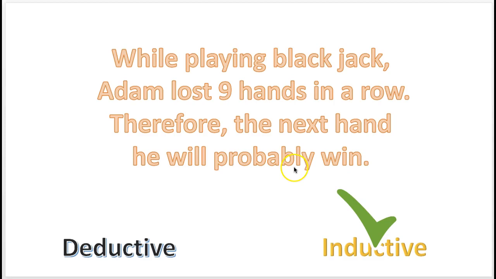Notice the word probable in the conclusion. You notice the conclusion by the indicator word therefore. Therefore, the conclusion is he will probably win. Inductive argument. However, this bad argument contains a fallacy called the gambler's fallacy. You'll be able to recognize that in no time by watching the next videos.